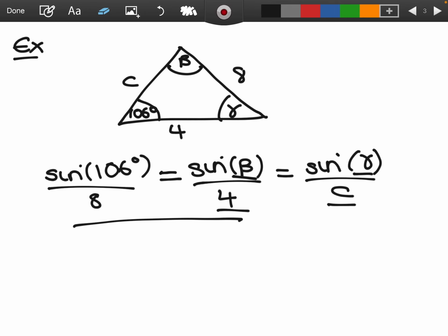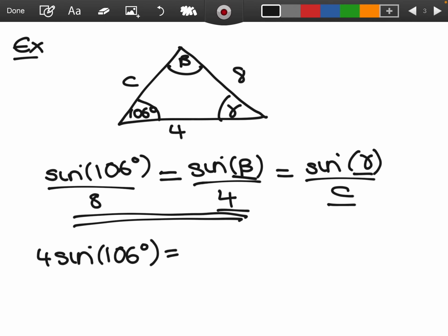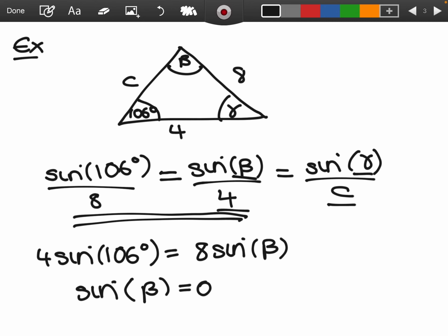So first, to solve for beta, I'll set these two fractions equal to one another, multiply both sides by 8, multiply both sides by 4. That's going to leave me with 4 sine 106 is equal to 8 sine beta. Divide both sides through by 8 and then type it into your calculator. So you'd have 4 sine 106 divided by 8. That would tell me that sine of beta, when you type it into your calculator, is going to be 0.4806.